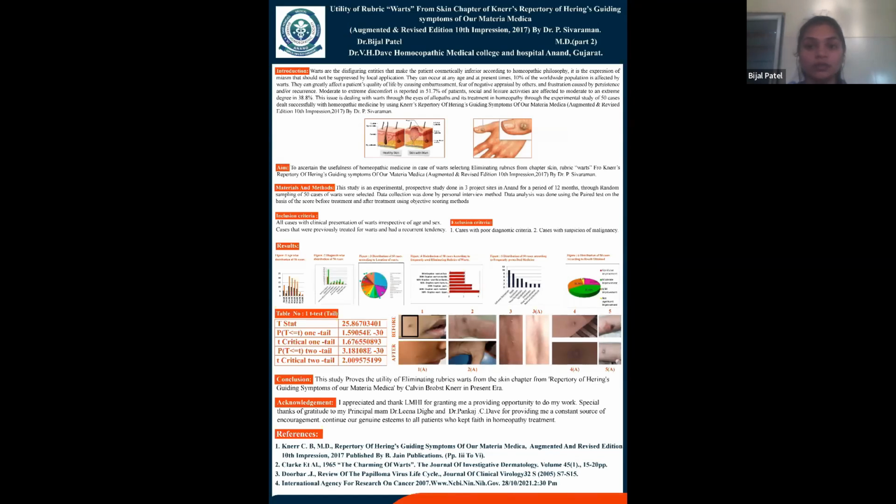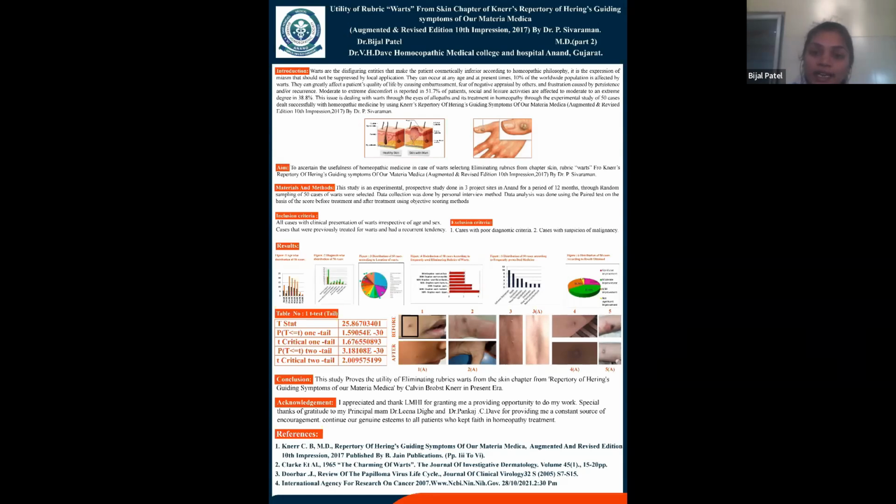of Hering's Guiding Symptoms of our Materia Medica, augmented and revised edition, 10th edition 2017, by Dr. P. Shivaram. If we go to the background of this study, the Repertory to Hering's Guiding Symptoms of our Materia Medica by Calvin B. Knerr is one among two concordance repertories, which we all know. The arrangement of this repertory is according to the Hahnemannian schema, inaugurated by Dr. Hahnemann, and developed and perfected by Hering throughout his work of Materia Medica.